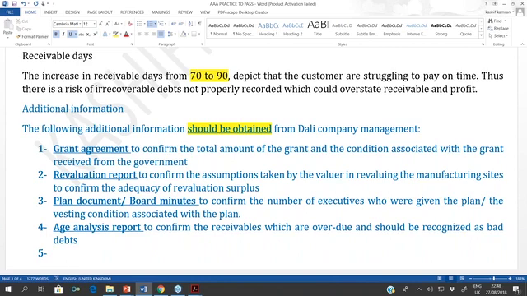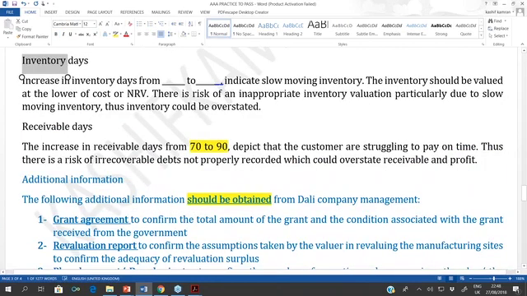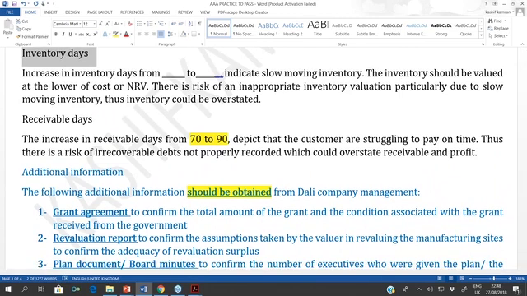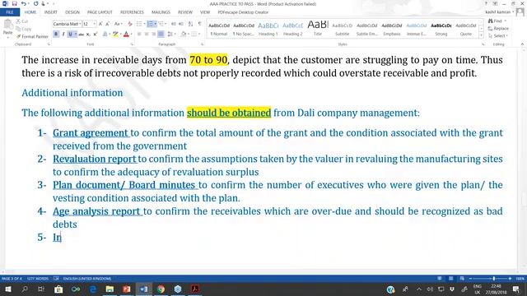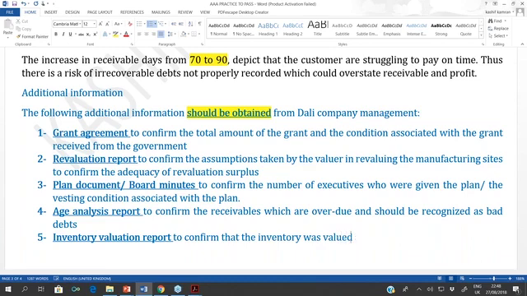Okay. Will I be needing the inventory valuation report to confirm that the inventory was properly valued, because there was a risk with inventory? So will I be needing the inventory valuation report? Okay. I'll be needing the inventory valuation report to confirm that the inventory was valued accurately, appropriately.